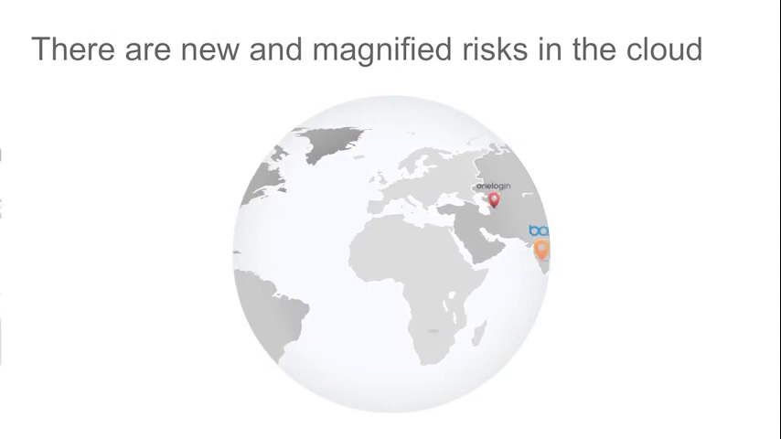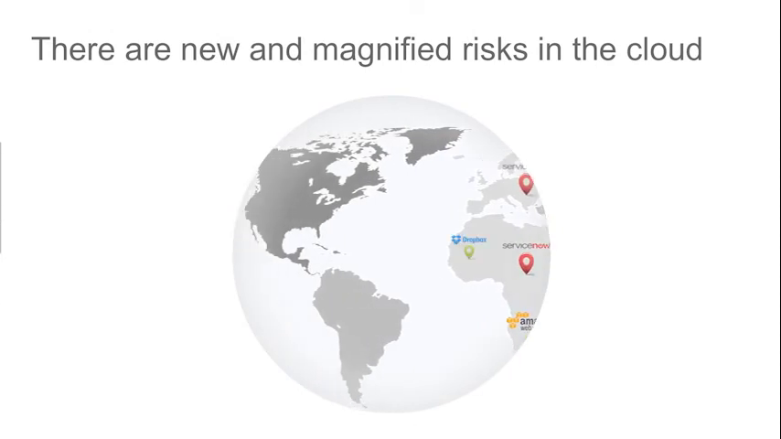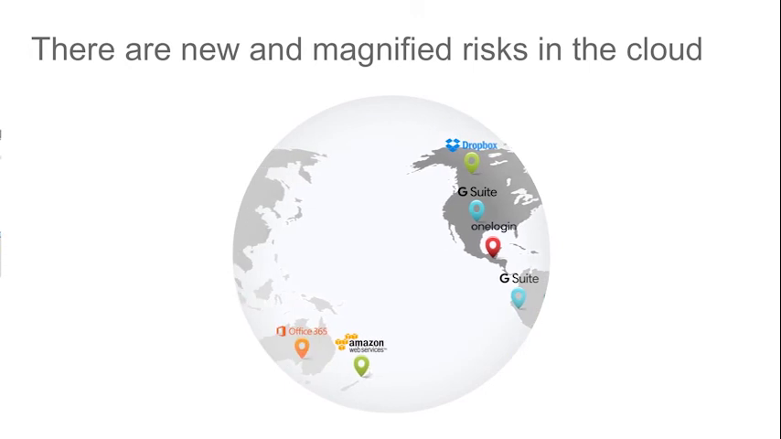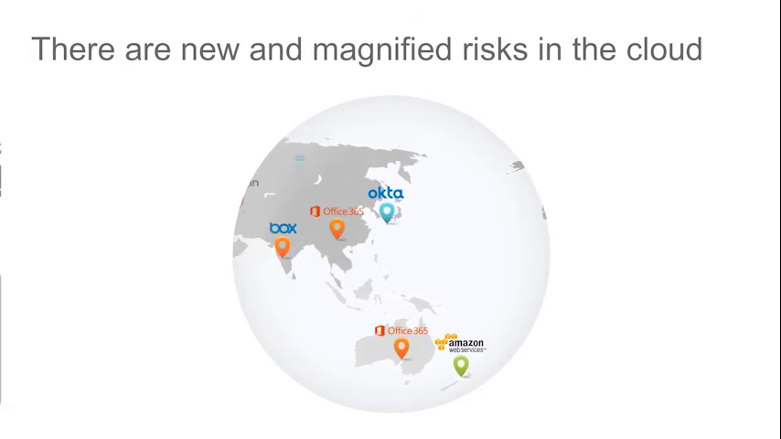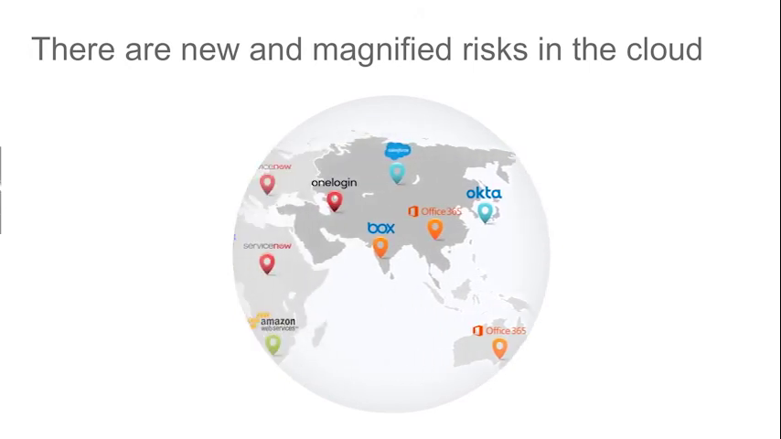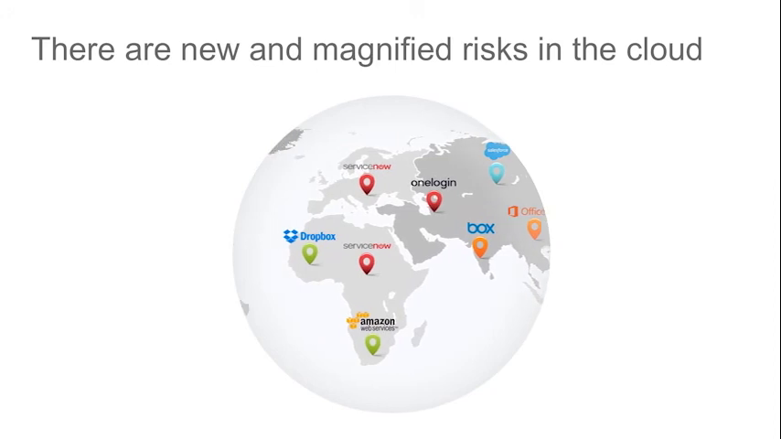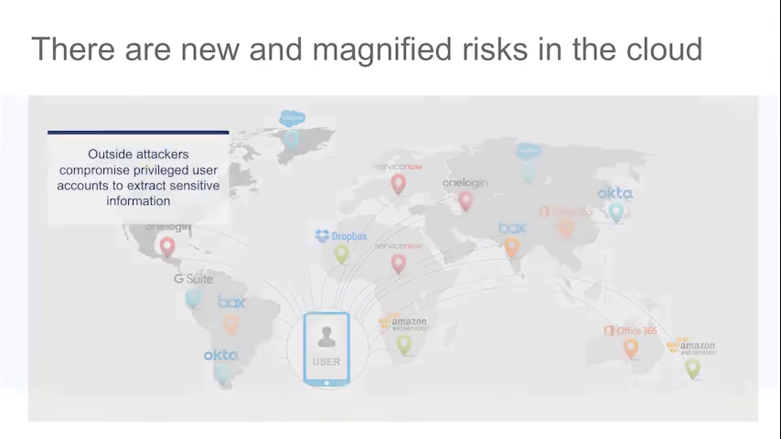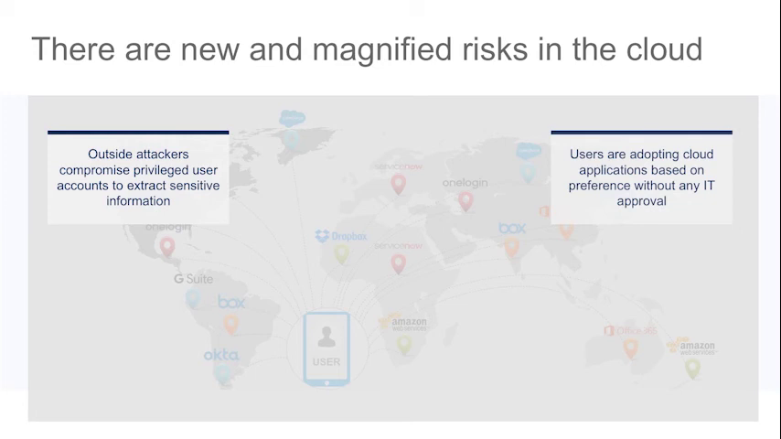There are new and magnified risks in the cloud, with increasing potential for compromised accounts, data breaches, and cloud-native malware. Cloud app security is fundamentally a big data problem. There's too much going on for IT administrators to manually identify all the cloud apps that are in the environment. Outside attackers can compromise privileged user accounts to extract sensitive information. Department heads may be approving cloud apps for entire departments to use, rolling out a new tool without consulting IT.